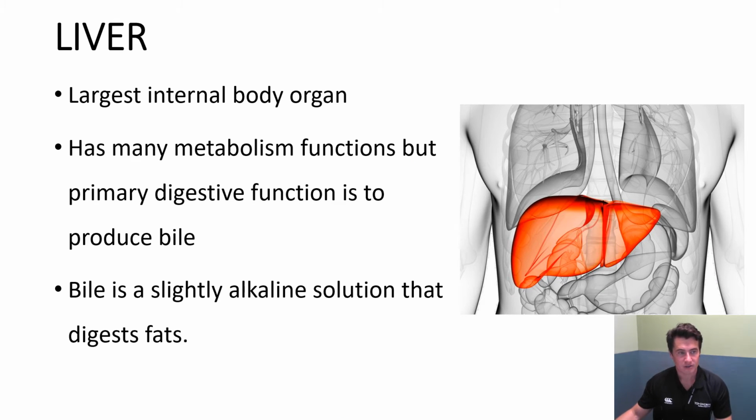Our liver is pretty amazing. It's the largest internal body organ we have. It has many metabolic functions, but primarily its digestive function is to produce bile. Bile is a slightly alkaline or base solution that does a couple of things. It helps fats become digestible and mix with water, and it also contributes to neutralizing that strong acidic environment that comes from the stomach.